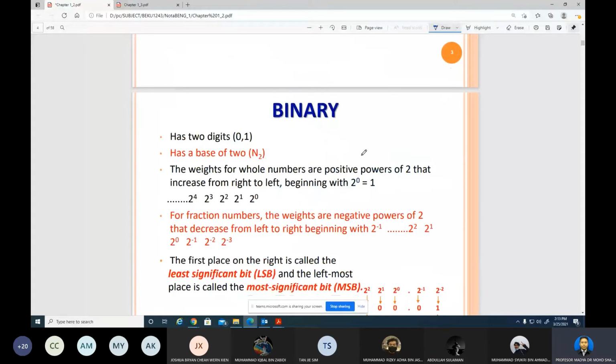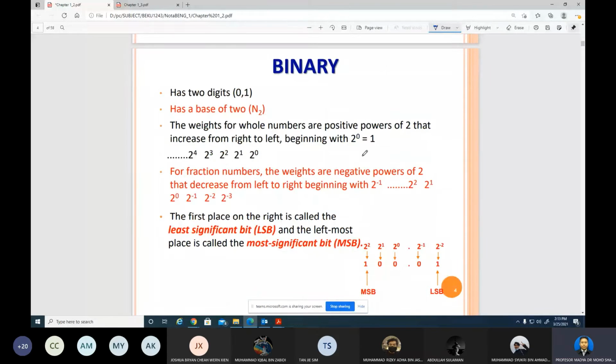All right, so next we go for binary. Binary is based on 2, that I mentioned to you. So we only have 2 digits, 0 or 1. This is the sequence for binary, starting from 2 power of 0 until infinity, and then for less than 0 it will start at 2 power of -1, -2, 2 power of -3, and so on.